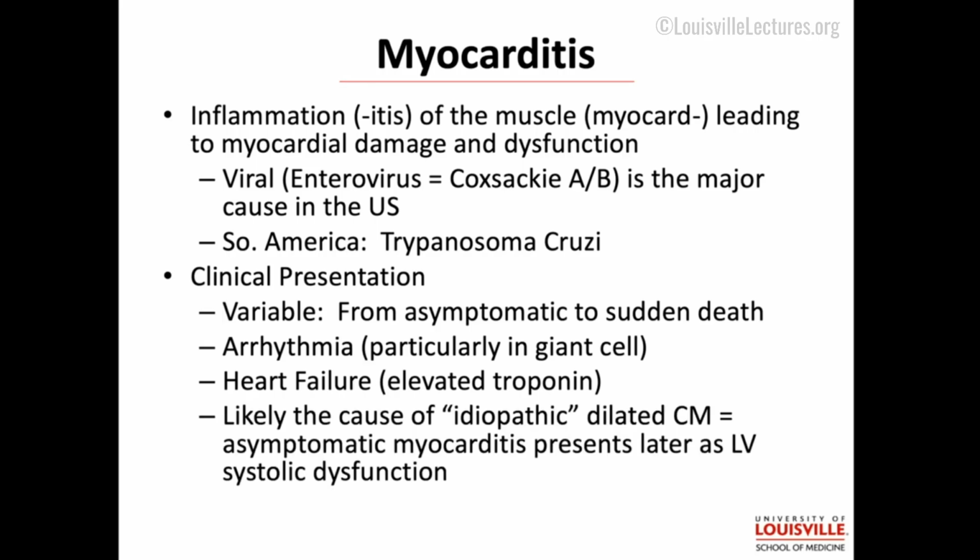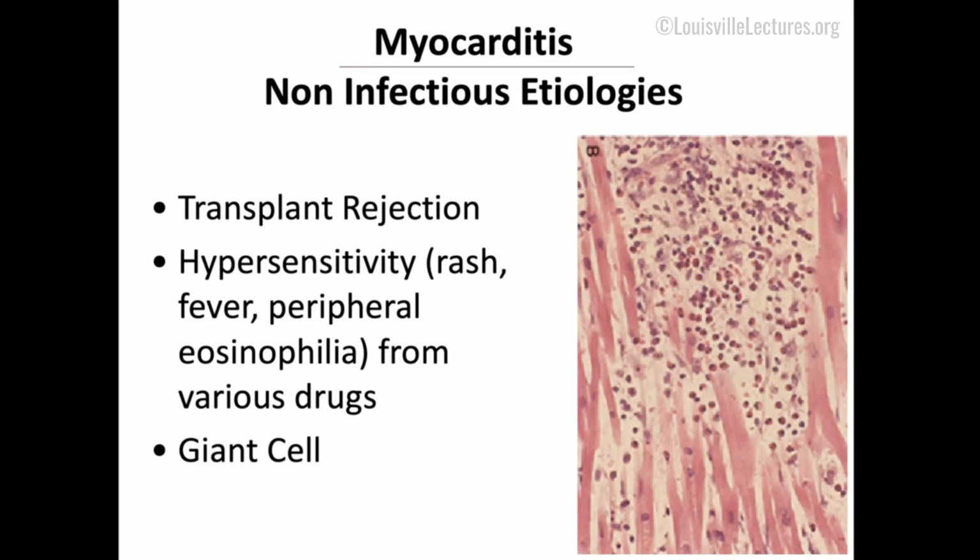And we don't know this for sure, but a lot of people think that idiopathic dilated cardiomyopathy, meaning we find a low EF and we don't have a reason why, is probably a bout of asymptomatic myocarditis that left damage in the LV and only presents later when you get the symptoms of LV systolic dysfunction. Some non-infectious etiologies to remember: transplant rejection is a form of myocarditis from heart transplants, hypersensitivity from various drugs, although it's very rare, and then as mentioned, giant cell, where you actually see those multinucleated giant cells on biopsy, is a particularly dramatic one where you have a lot of ventricular arrhythmias.